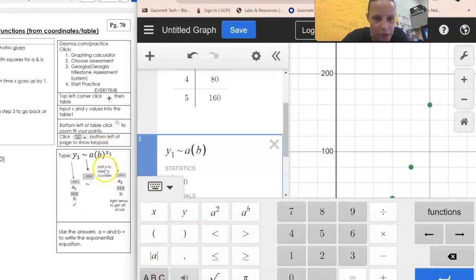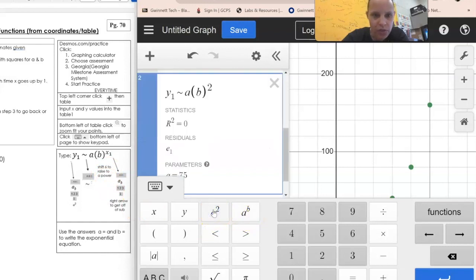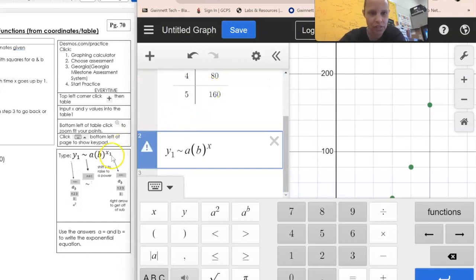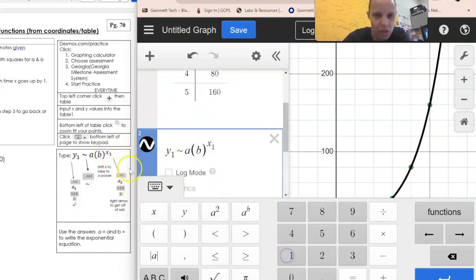All right, to get the power, shift 6 to raise the power, or you can do this one. I'm going to do that one. Only I need to change the 2 to an X, because obviously that says X, not 2. And then to get this 1, you just hit the 1. You can also do it this way, but that's shorter, just hit the 1.